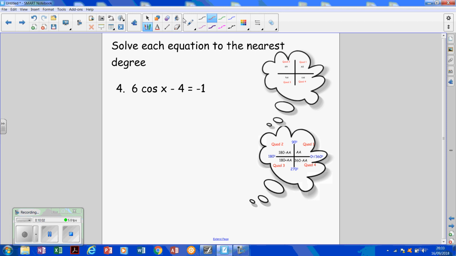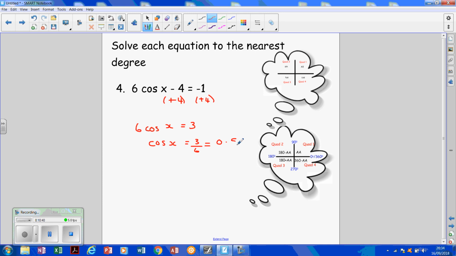The next equation is 6 cos x minus 4 is equal to minus 1. So 6 cos x minus 4, the last thing I've said is take away 4. So to undo that, I add 4 onto both sides. And when I add 4 onto both sides, I end up with 6 cos x is equal to minus 1 plus 4, which is 3. Now that means 6 multiplied by cos x, so to undo 6 times, I divide by 6. So cos x is equal to 3 divided by 6, and 3 divided by 6 is a half, or 0.5.